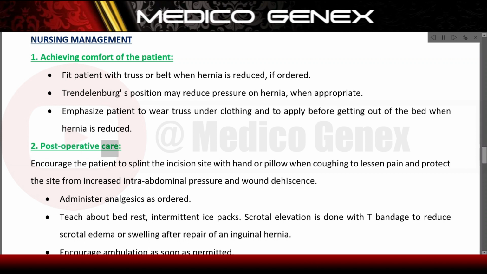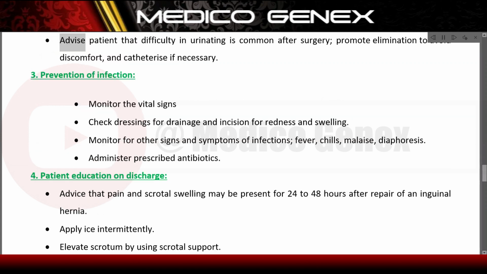2. Postoperative care. Encourage the patient to splint the incision site with hand or pillow when coughing to lessen pain and protect the site from increased intra-abdominal pressure and wound dehiscence. Administer analgesics as ordered. Teach about bed rest and intermittent ice packs. Scrotal elevation is done with a T-bandage to reduce scrotal edema or swelling after repair of an inguinal hernia. Encourage ambulation as soon as permitted. Advise patient that difficulty in urinating is common after surgery, promote elimination to avoid discomfort, and catheterize if necessary.